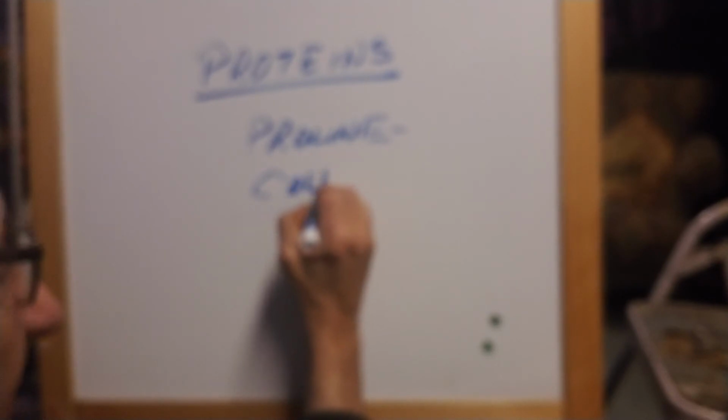Oh, by the way, I forgot one. I'm sorry. Actually, don't worry about it. It's called proline. And proline is a major component of collagen. Learn how to spell, Frank.